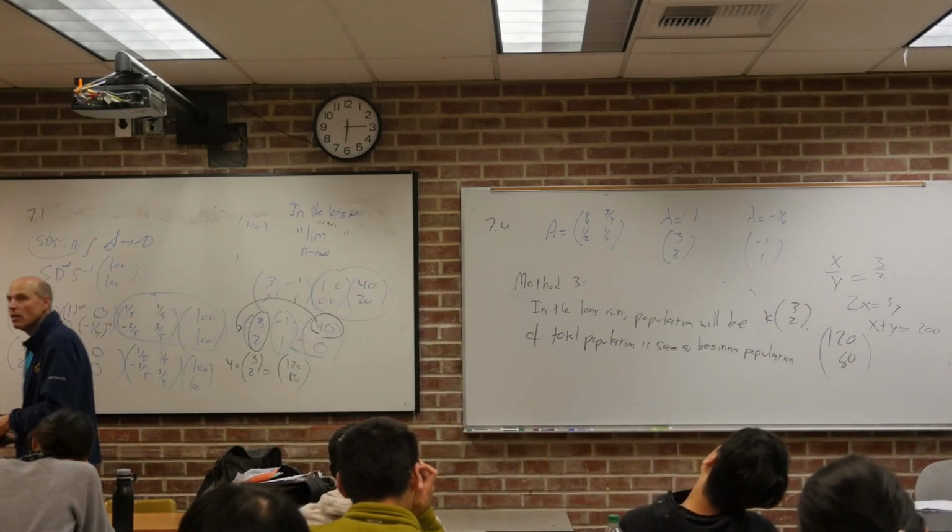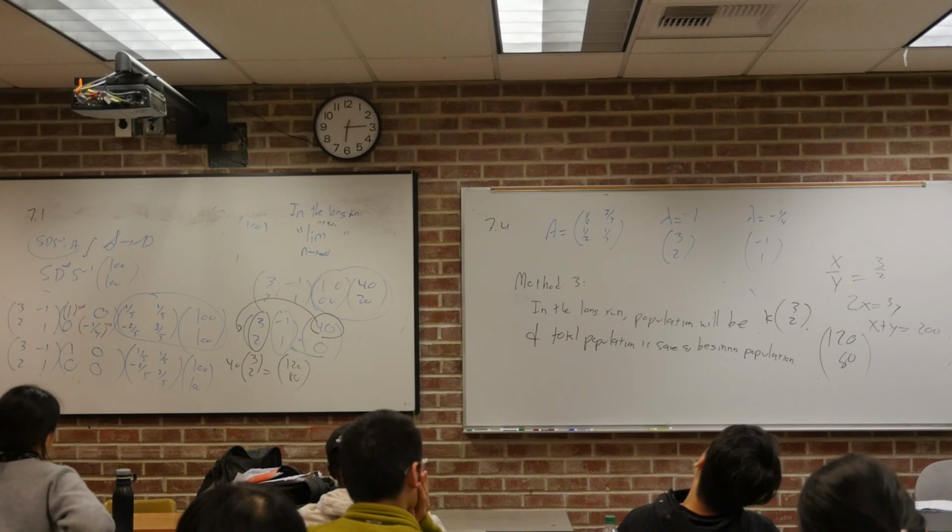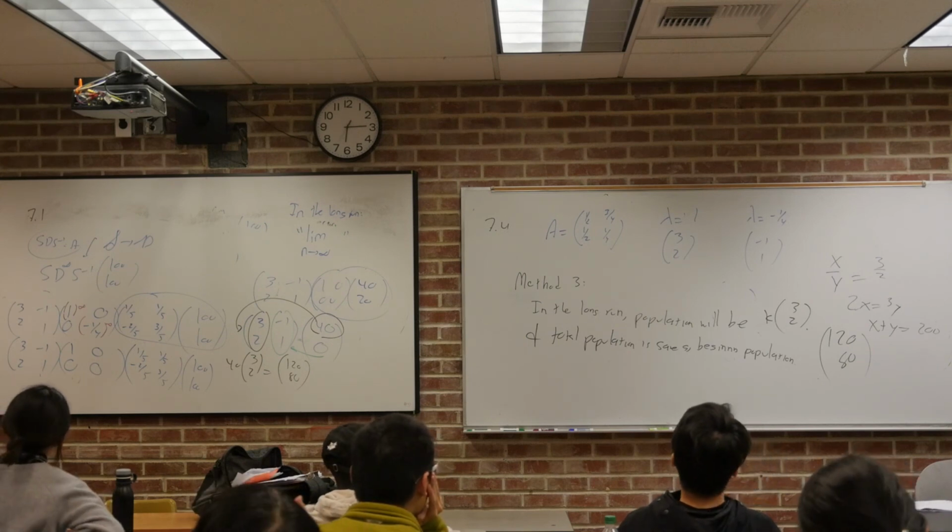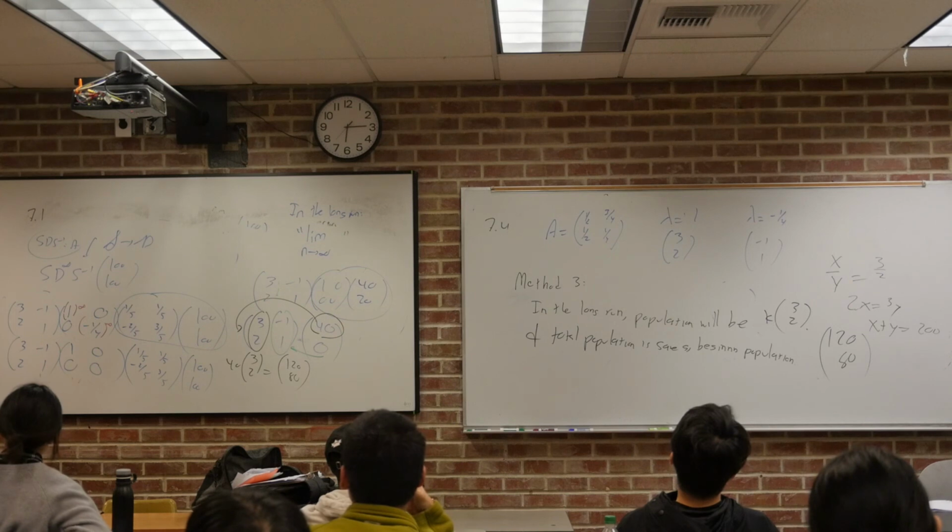So what do you mean when you say the total population is the same as the beginning population? Oh, it's that we started with 200 people, and every year we keep those same 200 people. Oh. So at the end, in the long run, we still have 200 people.